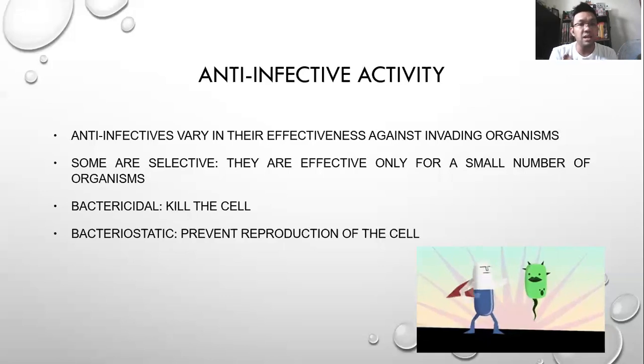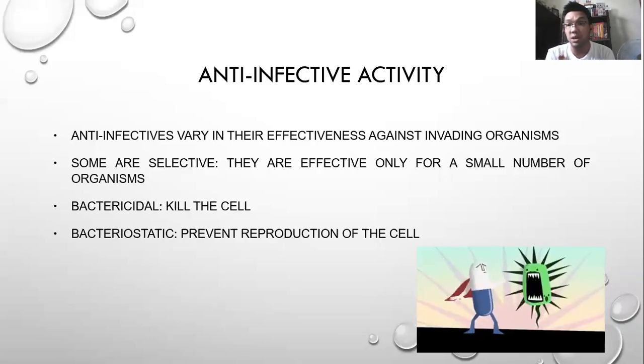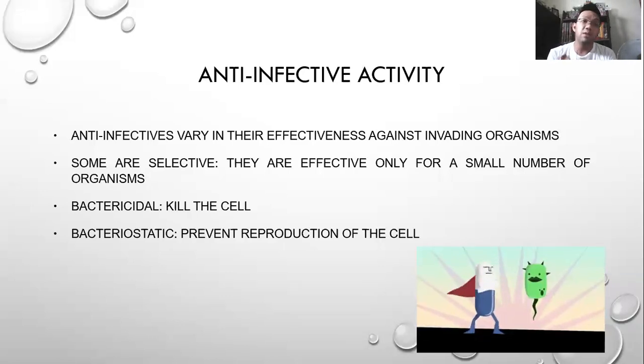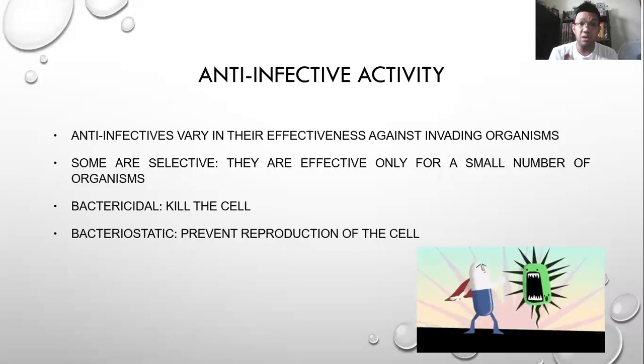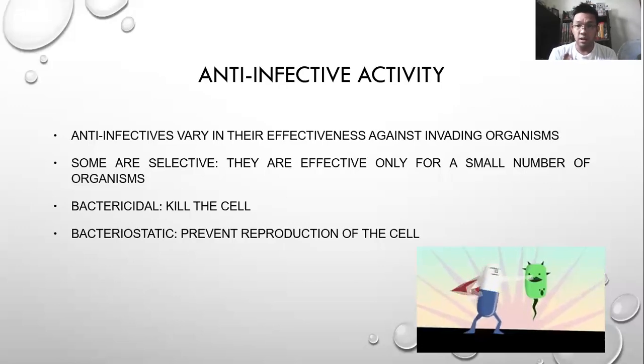Some of them are selective. They are effective only for a small number of organisms. For example, there are certain antibiotics such as cephalosporins that are only effective against certain types of microorganisms. They also have their generations as well. First generation, second generation. For the first generation, they have a limited amount of bacteria that they can kill.